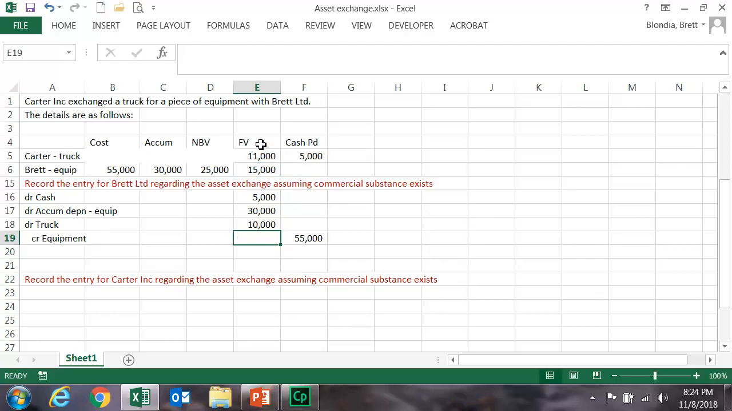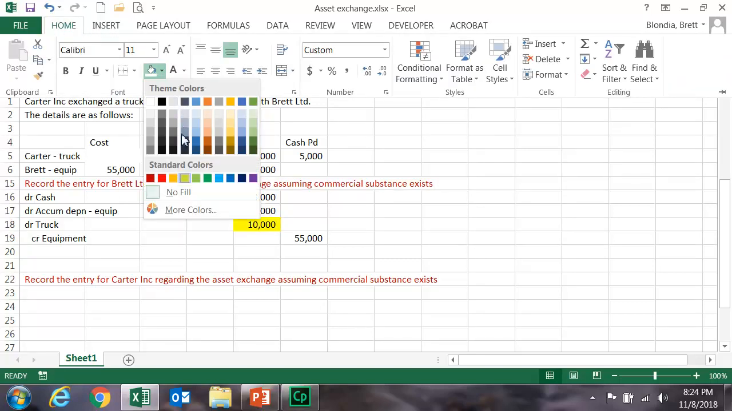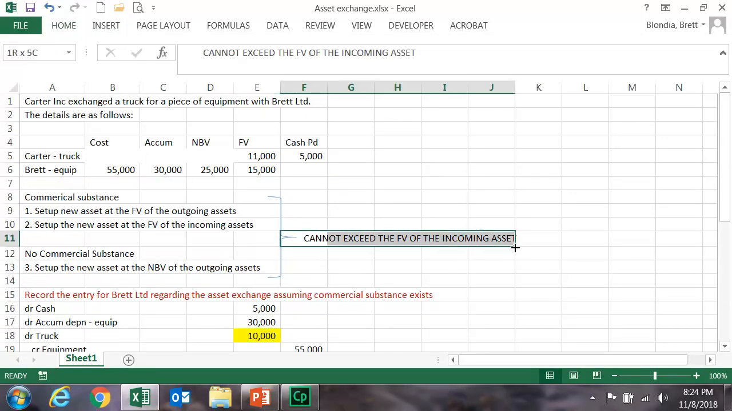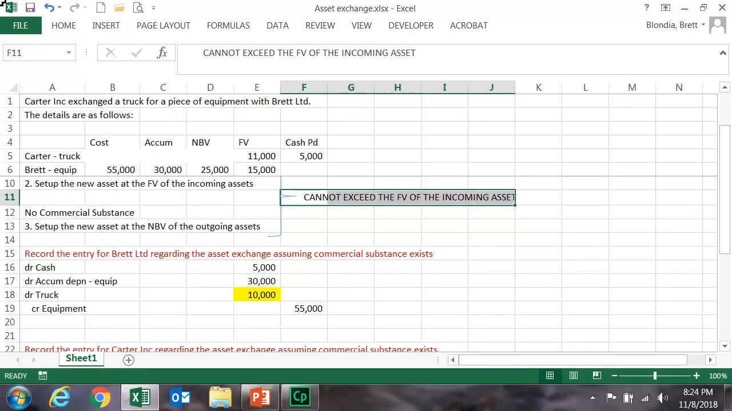That means that we want to debit the truck for $10,000. Now, before you move on, what I want you to do is take a look at this debit right here, and you have to make sure that you apply this rule right here. Okay? This debit to the pickup truck cannot exceed its own fair value.